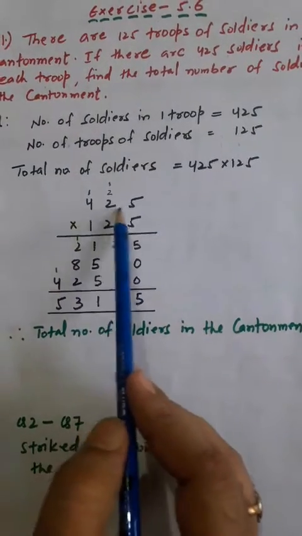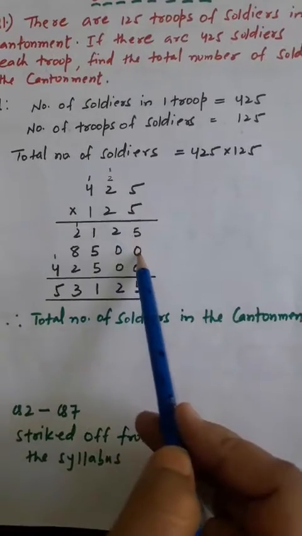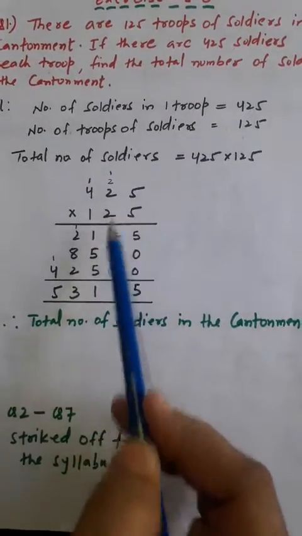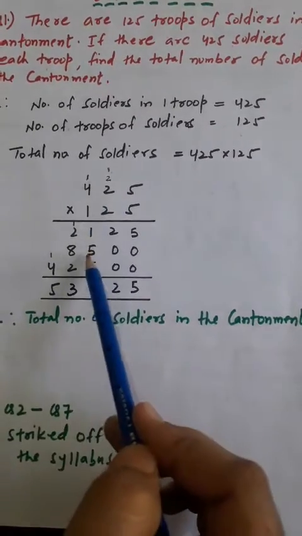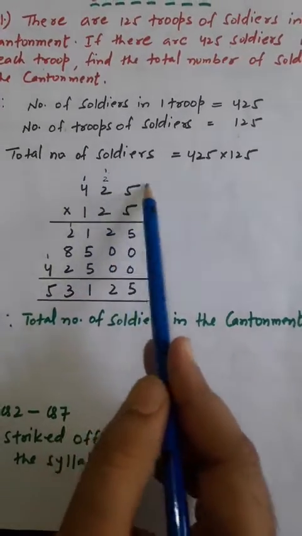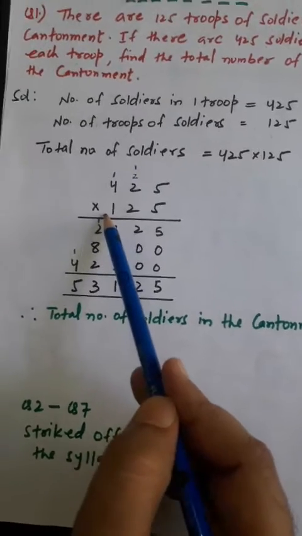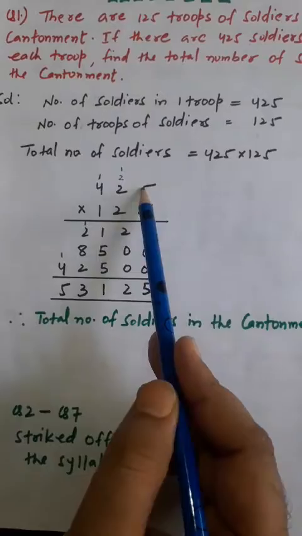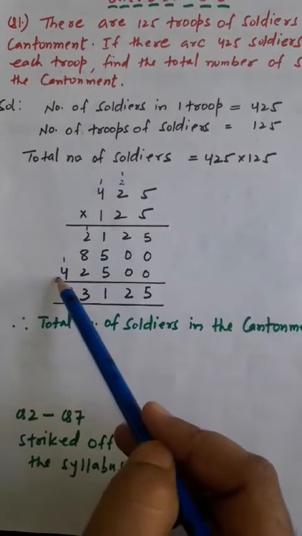Now you multiply 425 by the digit at the tens place, that is 2. For that you have to write 0 here and then multiply. 2 5s are 10, carry 1. 2 2s are 4 plus 1, 5. 2 4s are 8. Now you have to multiply 425 by 1, that is at the hundreds place. For that you have to write two zeros here and then multiply. 1 5 is 5, 1 2 is 2, 1 into 4 is equal to 4.